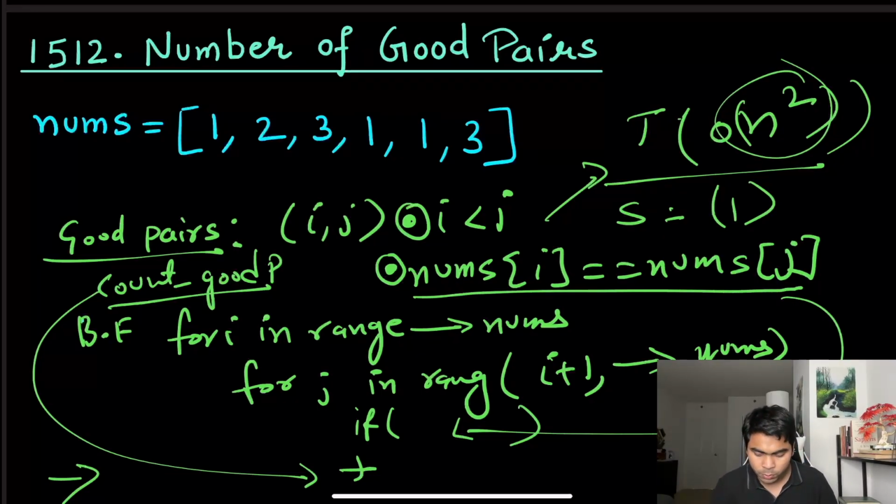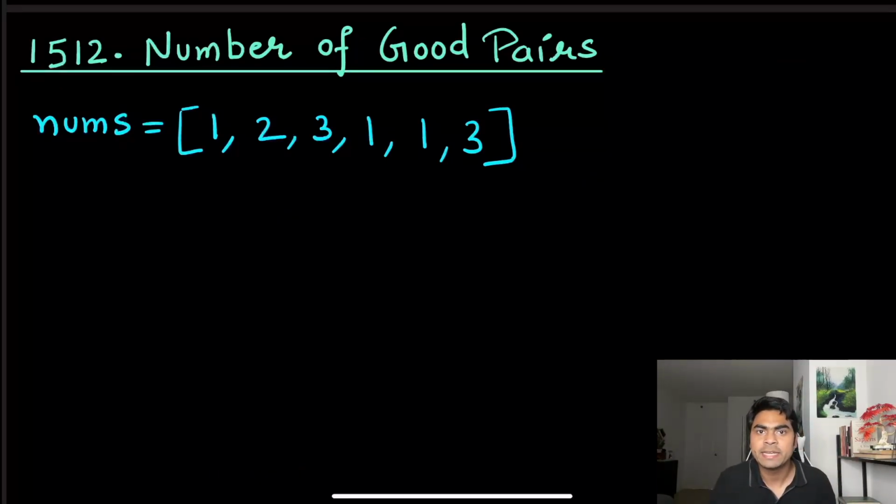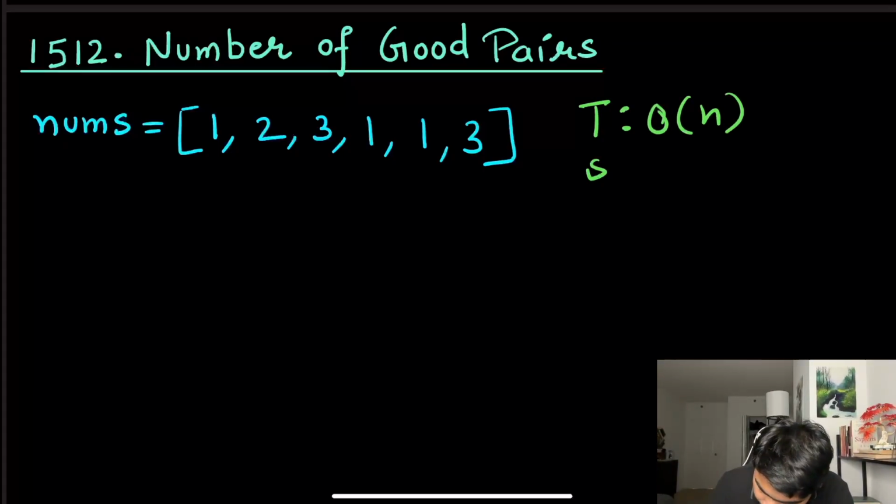We want to do a single iteration, bringing down the time complexity to big O of n, but that will involve the introduction of some space complexity. So let's move to a more optimized approach where we bring down the time complexity to O(n) and introduce space complexity of O(n). So the idea is simple.